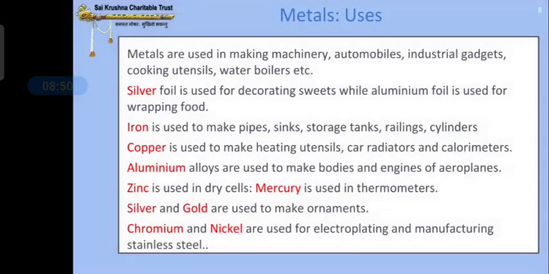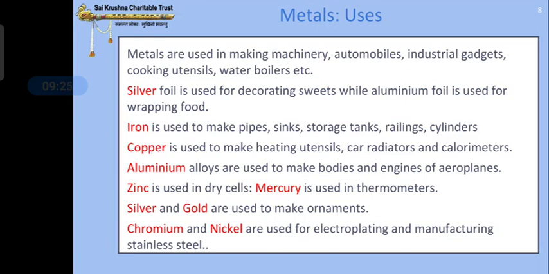Next, the uses of metals. Metals are used in making machinery, automobiles, industrial gadgets, cooking utensils, water boilers, etc. So silver foil is used for decorating sweets, while aluminium foil is used for wrapping food. Yes, you all have seen. Iron is used to make pipes, sinks, storage tanks, railings, cylinders. And next, copper is used to make heating utensils, car radiators and calorimeters.